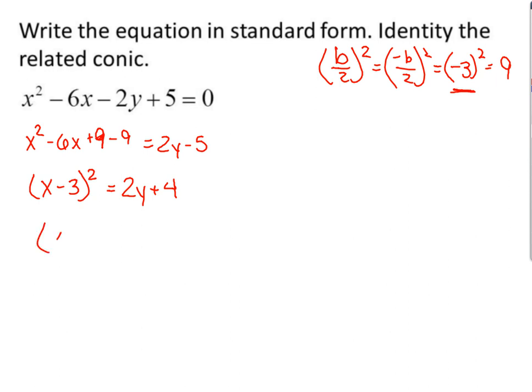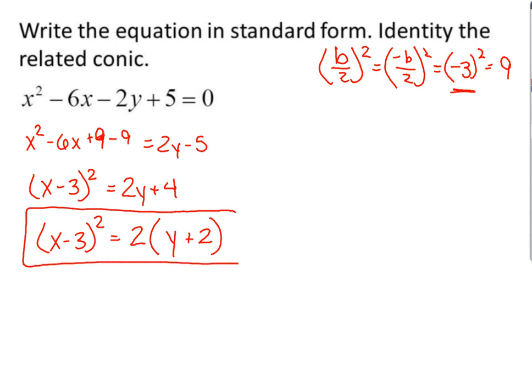Now, to be in the correct form of a parabola, we do need to have that p value on the outside, because it's 4 times p. So the y needs to be by itself. If we factor out a 2, 2y divided by 2 is just y. 4 divided by 2 gives us 2. So this is our equation, and this is a parabola.